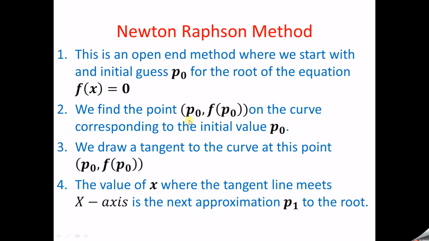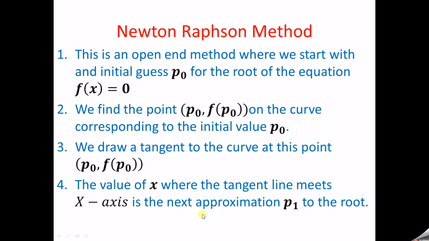Once you have this point on the curve, we draw a tangent to the curve at this point (P naught, f of P naught). After finding the tangent, we see the value of x where the tangent line meets the x-axis. That will be the next approximation. We call it P1. So P1 is found by taking the tangent to the curve at this point, and where the tangent line meets the x-axis, that x value we take as the next approximation. This is how we proceed.